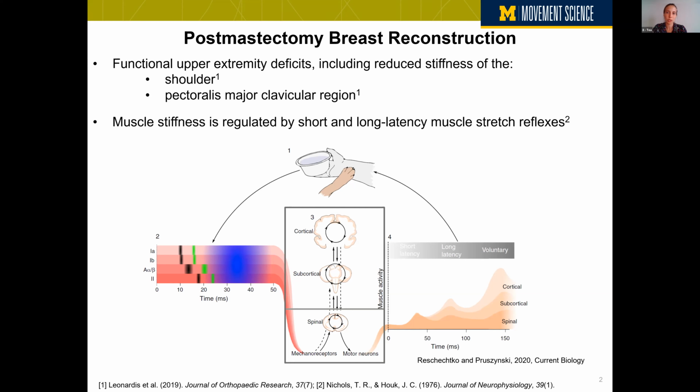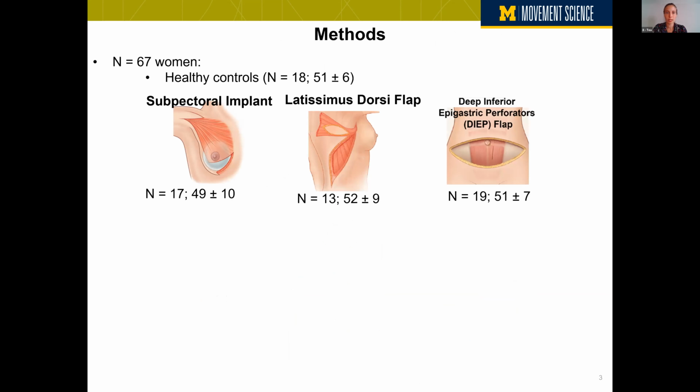Our hypothesis was that the muscle stretch reflexes would be inhibited in patients who had their muscles disinserted compared to those that did not. So we had 3 patient groups: a subpectoral implant group, a lats flap group, and a deep flap group. In the deep flap group, the muscles were not disinserted, but in the subpectoral and latissimus dorsi flap groups, they were, as depicted in these pictures. We also had healthy age-matched controls.